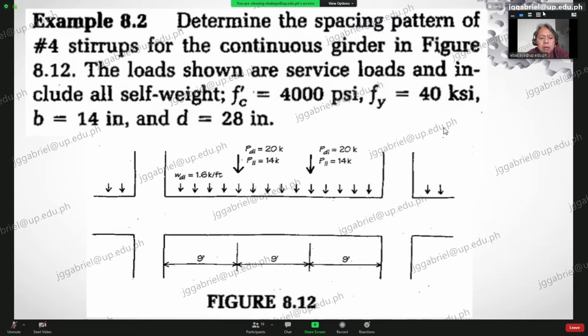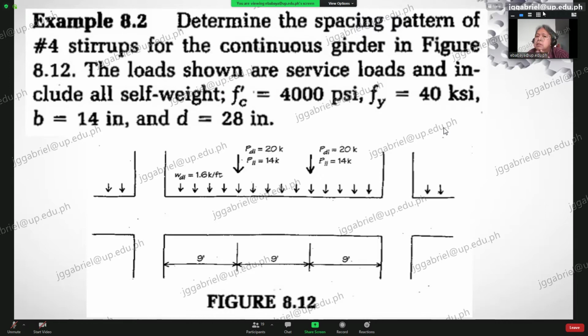Okay? Now, yung mga subscripts dito, DL means dead load, no? And then live load, yung LL. Okay, so if we want to get the factored loads, you will have to multiply those by 1.4 for dead loads and 1.7 for live loads. Okay, so that's the first step here. You try to assemble your shear diagram.